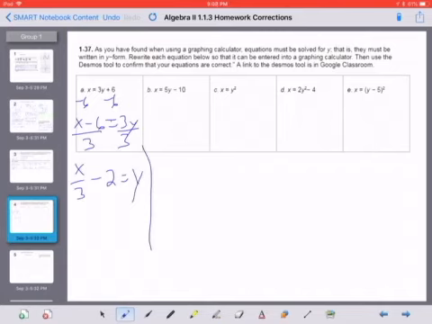In B, again, I'm solving for y, so I'm going to add 10 to both sides. So I get x plus 10 equals 5y. Divide by 5, so I get x over 5 plus 2 equals y.